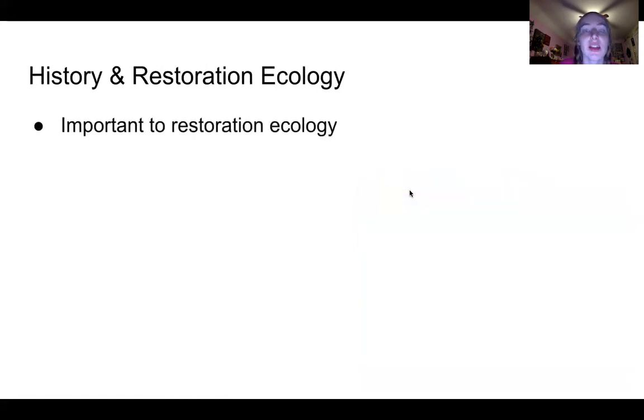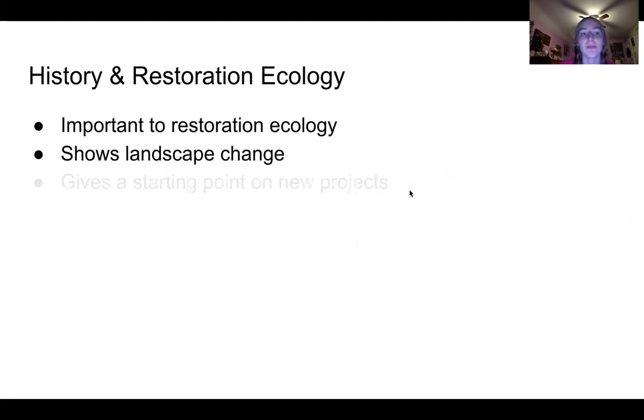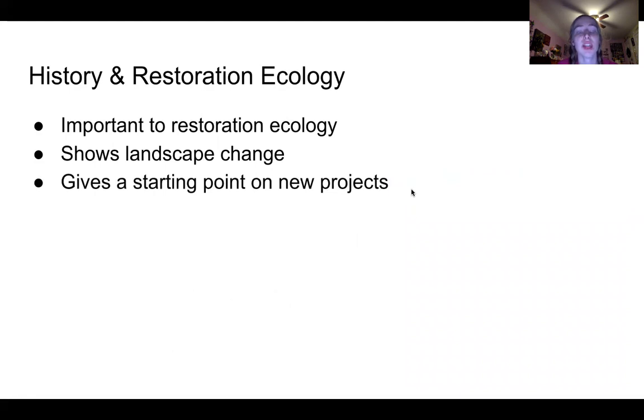History and restoration ecology are very important because you need to know the historical uses of the area as well as what the historical communities were and the present communities. It helps to show you how the landscape has changed over time, as well as it gives you a starting point on the new projects because you're going to look at what the historical community was and you're going to figure out which one you want to restore.